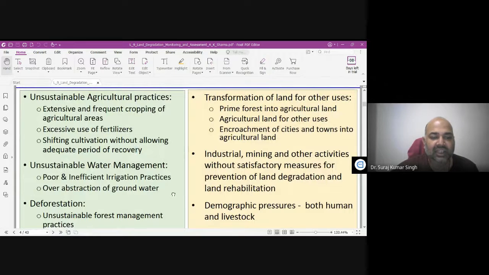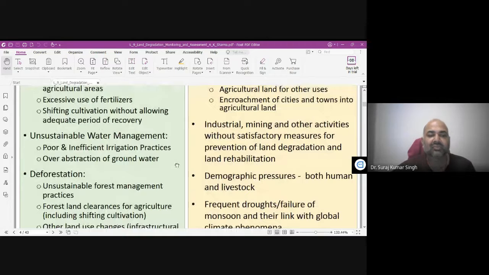Then unsuitable water management, meaning improper and inefficient irrigation practices. You're seeing that the monsoon period is restricted to 4 months, that is July to October maximum. And if you are not managing the water, the cropping patterns for the other seasons will be very poor in condition, and many times you don't have water for plant productivity, and that will gradually degrade the quality of land.